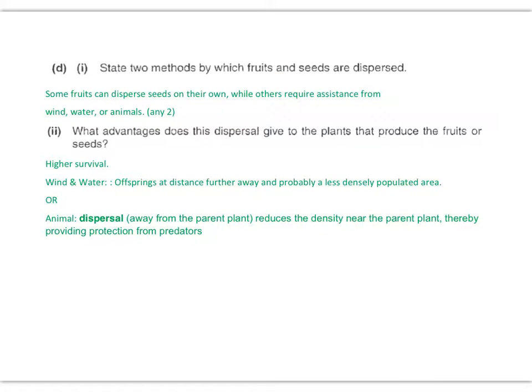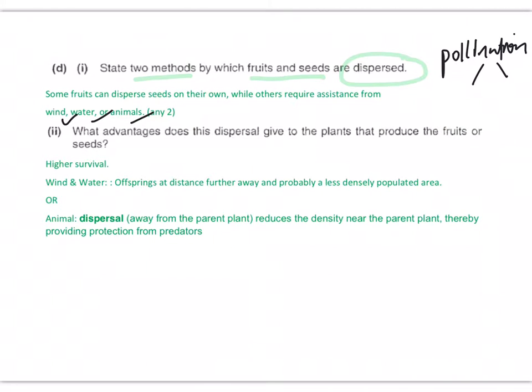Okay, question 1D, part 1. Question asks to state two methods by which fruits and seeds are dispersed. Okay, this is modes of dispersal or ways of dispersal. You can either talk about wind, water, animals. Now, please do not confuse this with pollination. Well, there are two modes of pollination of a flower, which we talk about insect or wind pollinated. That's another story.